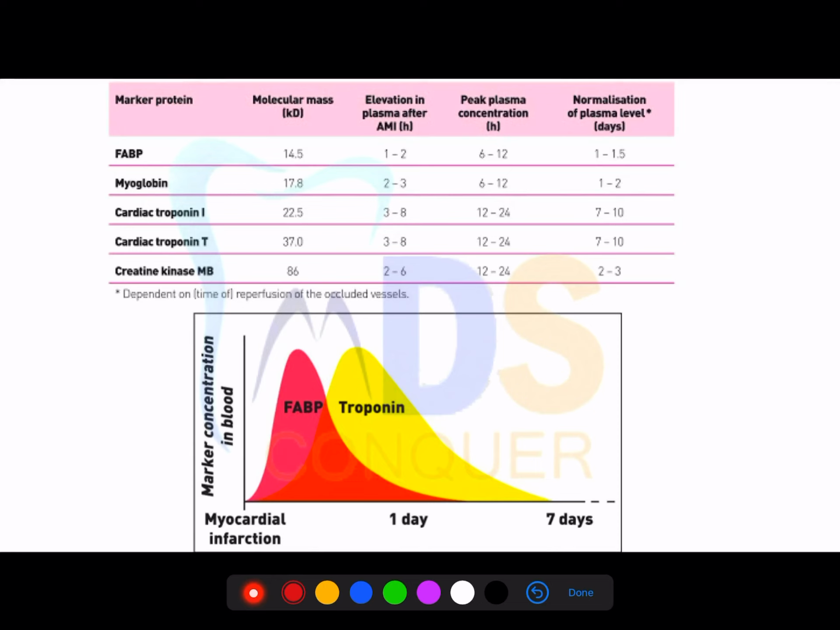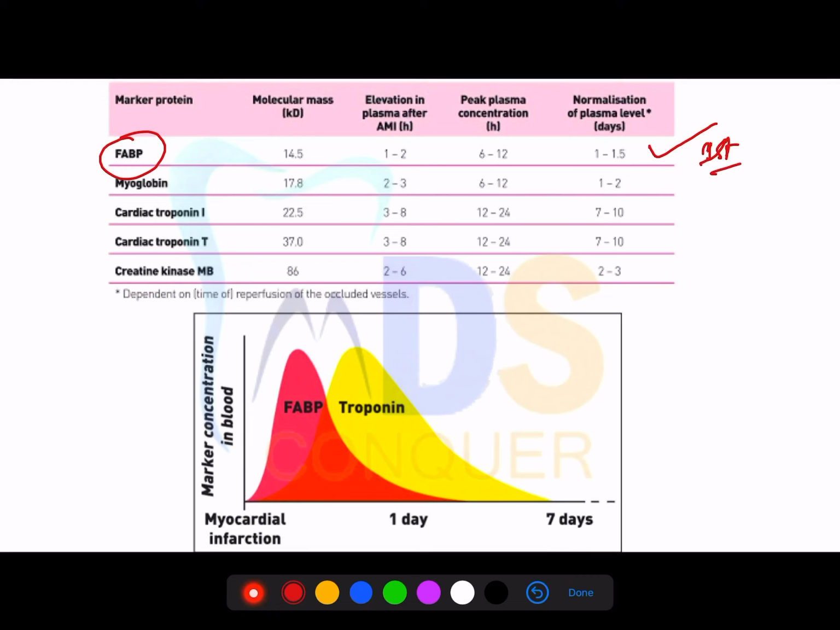Apart from this, there is one more thing called FABP. What is FABP? FABP is nothing but heart type or cardiac type fatty acid binding protein. This is the one which is seen first, which is missing in most of the books. This is just an advancement of the question.